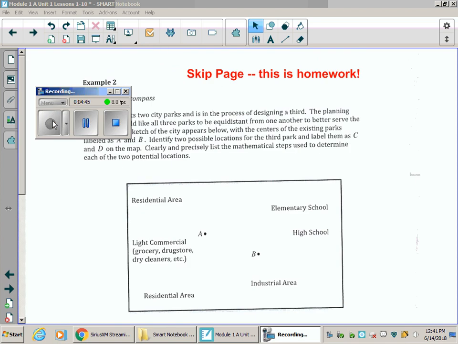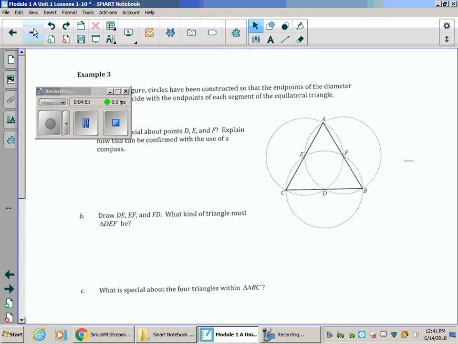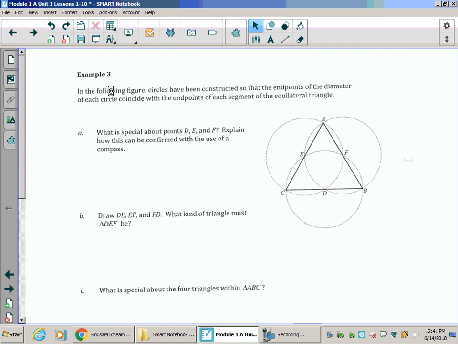Page 3, we're going to skip. This is an extra homework question in addition to the homework on page 5. So we're going to skip past to this page here. And we're going to look at example 3. Example 3 goes over some details in how the constructing of an equilateral triangle works and some things that happen from that. So in A, they're asking us what's special about points D, E, and F.